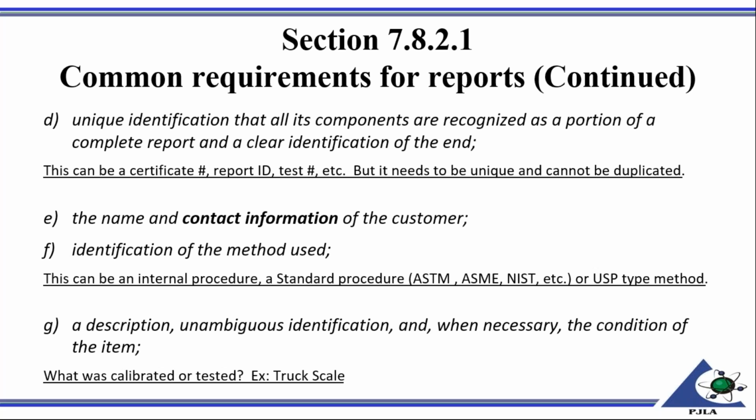Okay, section G, a description, unambiguous identification, and when necessary, the condition of the item. So what was being calibrated or tested? For example, a truck scale or a glass thermometer or mass flow meter, you're going to have some indication of what you're actually calibrating or testing, or wheat seeds. It's going to vary a lot on what you're talking about, because what you can cover with 17025 varies a lot. It's a very wide standard, but some way to describe and unambiguously identify what you are calibrating or testing.